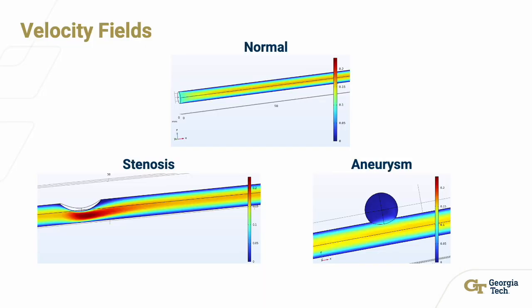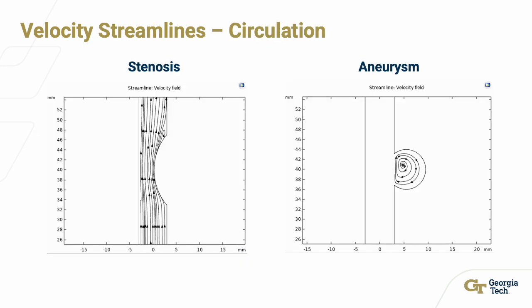So first, looking at the velocity fields, we can see in the normal condition that the velocity profile develops into becoming fully developed and then remains constant throughout the blood vessel, whereas in the stenosis, we see that as it hits that narrowing, there is a steep increase in the velocity magnitude. And then with the aneurysm, we can see that some of that flow is being directed into the aneurysm itself, causing a circulation.